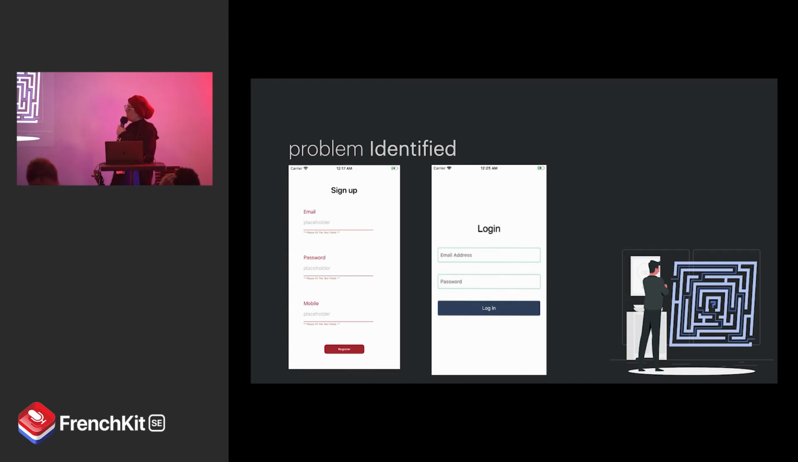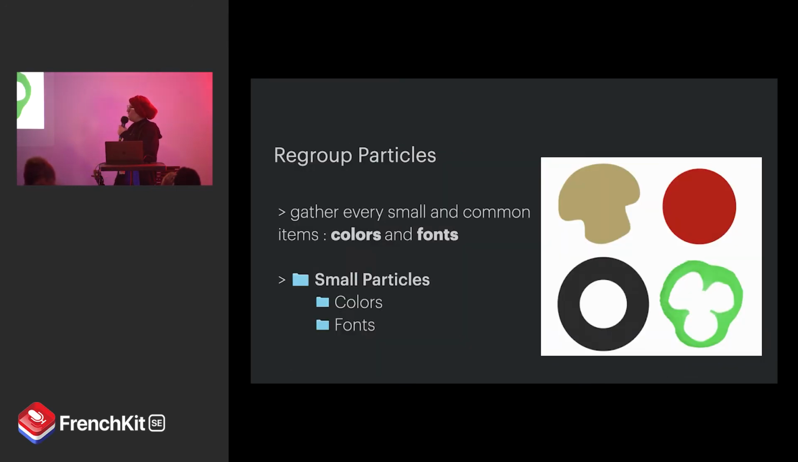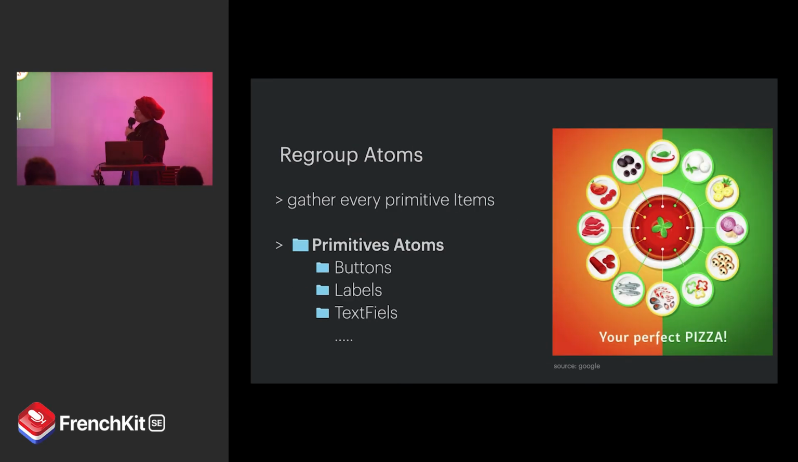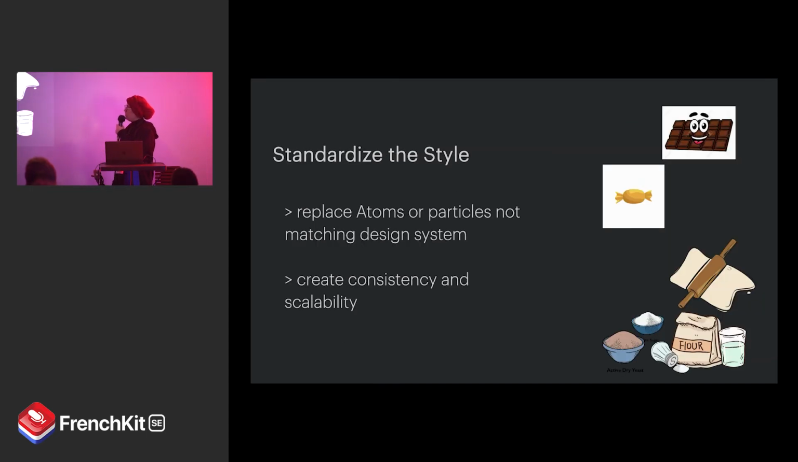So next, I will list all the steps that we followed to resolve this problem by converting our project to be atomic. First, we regrouped every small and common item. In this step, we end up with colors and fonts regrouped in their folders. Next, we regroup every primitive item. So in this step, we end up with the buttons, labels, text fields, etc., grouped in their folders. Next, we standardize the style, meaning we replace atoms or particles that don't match the design system.